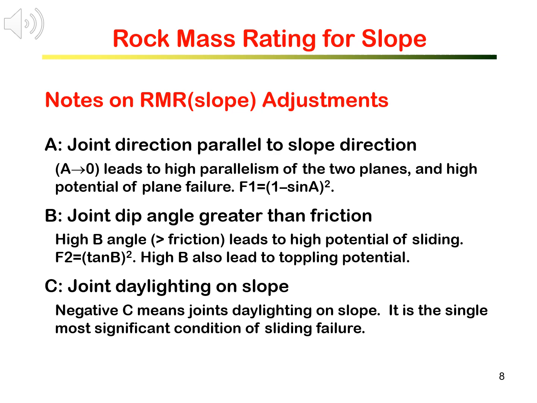Parameter B checks if the joint is steep enough to slide. Sliding potential increases with higher joint dip angle. Apart from getting F2 from the table, F2 can also be estimated by F2 equals tangent B squared. It should also be noted that consideration of toppling failure is included in the steep joint dip angle greater than 45 degrees, with F2 equal to 1.